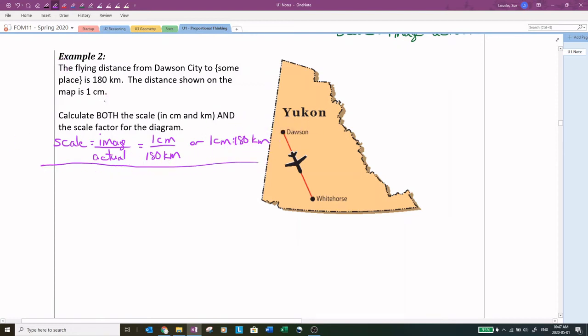That was really easy in this case, okay, because with scale you can have different units. If I'm doing the scale factor for this situation, and this is a great example of where you would not use scale factor, but let's go ahead and do it so you can see the difference. Scale factor is still image over actual, and our image is 1 centimeter and our actual distance is 180 kilometers. So it starts off the same, but we need the same units.